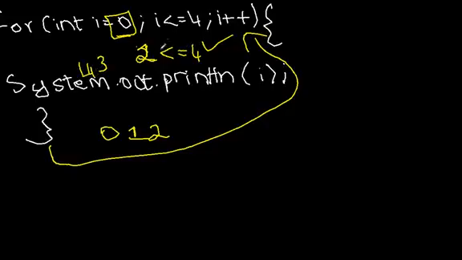The moment I becomes 5, it increases, I becomes 5. It checks whether 5 is less than or equal to 4, which it's not, so it skips this entire part and just goes out of the loop. So I think that's the for loop. I mean, yeah, that is the for loop.